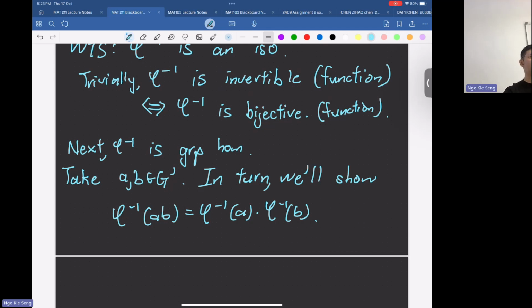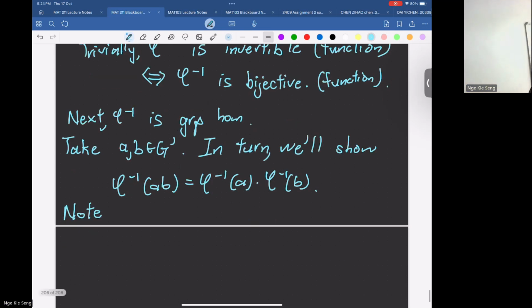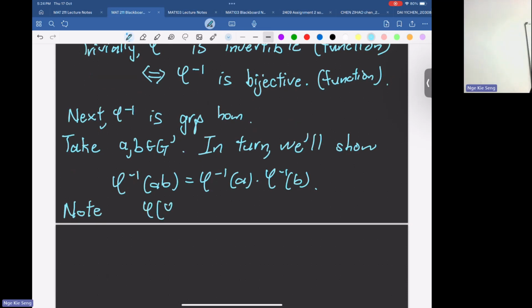What do you get? Phi inverse. Identity. So maybe you can try and play around with it, right? If we apply phi inverse to AB, what do we get? We get AB. Okay.